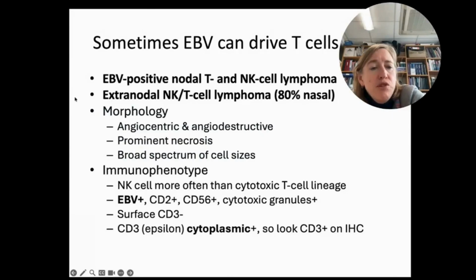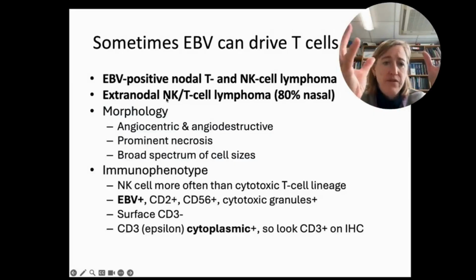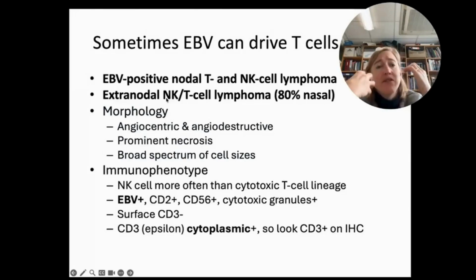So morphologically, the key thing is that these EBV positive T cells are centered on blood vessels. They're angiocentric and they are angiodestructive. So they destroy the blood vessels. There's blood all over the place. And there are also areas of necrosis, because not only are you causing the blood vessels to leak, but you're also preventing them supplying blood to parts of the tumor and adjacent tissue. The cytological features of this are incredibly variable, and that's true for many things that EBV drives, as you will know.